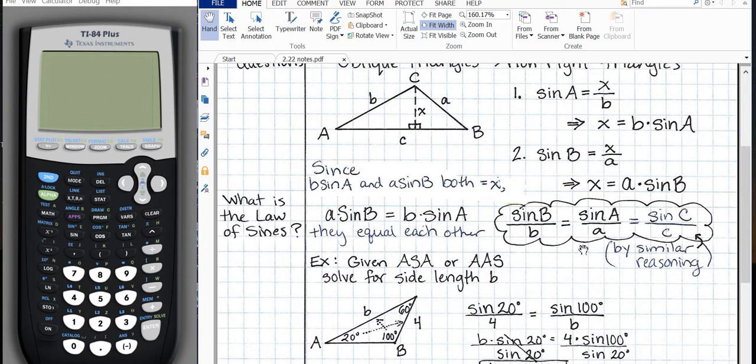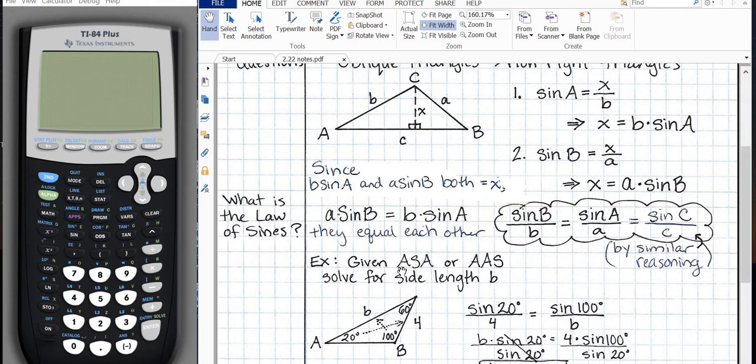Alright, and then if those are true for just an arbitrary triangle ABC, then we can use similar reasoning to expand our thinking and say, well, the same thing would be true for the sine of angle C over C, including that ratio also in our equivalent statement. Alright, and those three ratios equal to each other, that's the law of sines. So we have a proportion that we can utilize in solving for missing parts of non-right triangles, oblique triangles. Let's look at an example.